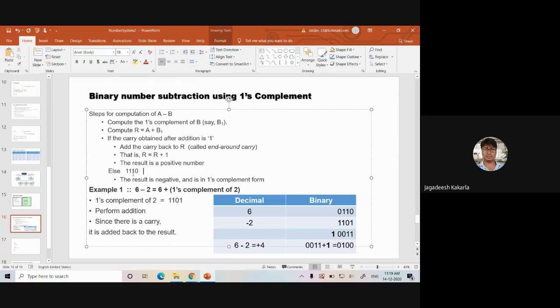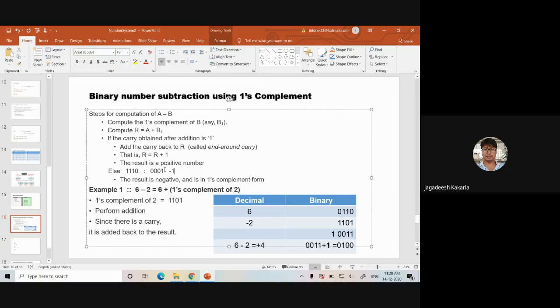110. Now you compute the 1's complement for this one. Compute the 1's complement for that R. What is the 1's complement for R? 001. And add a negative sign to it. The result is negative and is in 1's complement form. So it is 1, so you keep it as -1. How many members have understood this point?